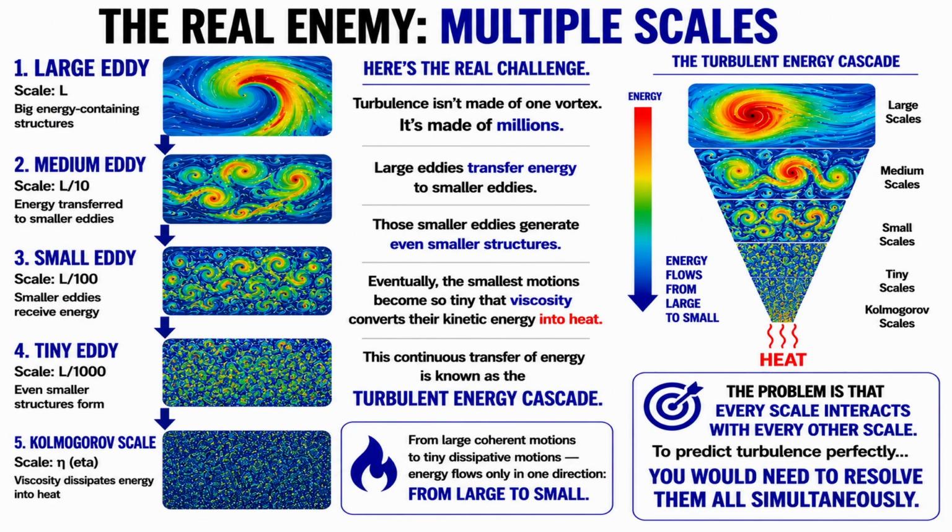Here's the real challenge. Turbulence isn't made of one vortex, it's made of millions. Large eddies transfer energy to smaller eddies. Those smaller eddies generate even smaller structures. Eventually, the smallest motions become so tiny that the viscosity converts their kinetic energy into heat. This continuous transfer of energy is known as the turbulent energy cascade. The problem is that every scale interacts with every other scale. To predict turbulence perfectly, you would need to resolve all simultaneously.